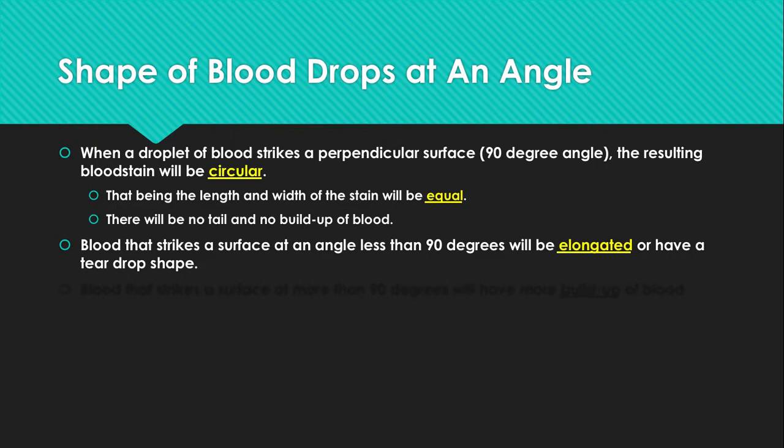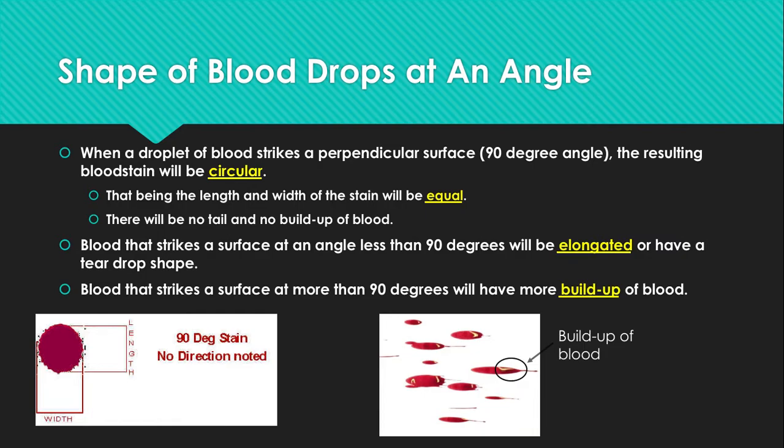Now, blood that strikes the surface at an angle less than 90 degrees will be elongated, or it'll have a teardrop shape, and blood that strikes the surface at more than 90 degrees will have more buildup of blood. So on the picture on the left, we can see a blood drop that was dropped at 90 degrees. Okay, you can see that the length and the width of the drop is equal, and it's perfectly circular. On the right-hand side, we see that the blood drops have varied angles, and it is not perfectly circular. And you can see some of the buildup of the blood.